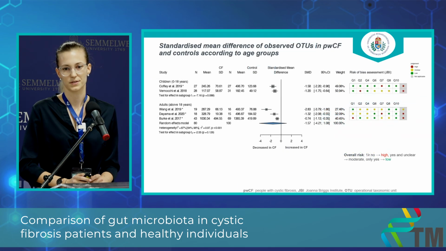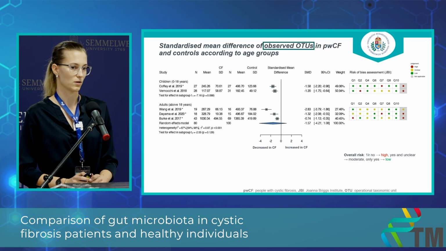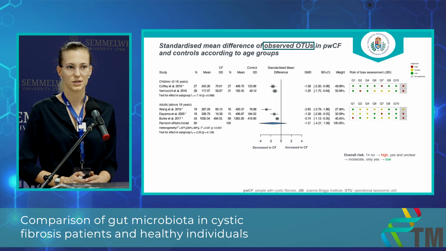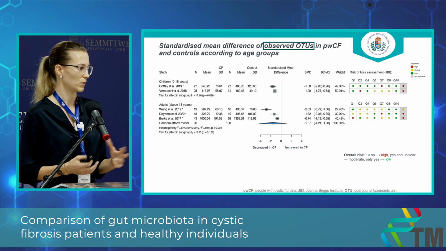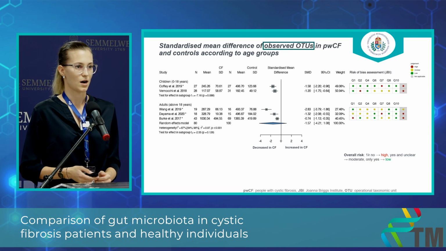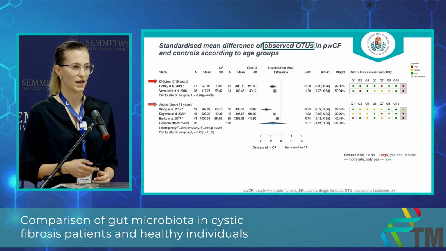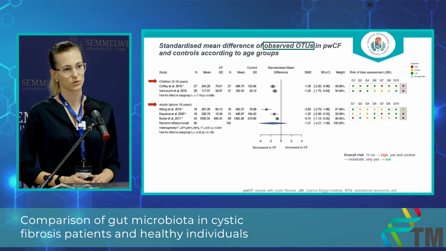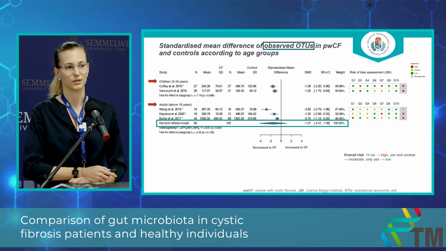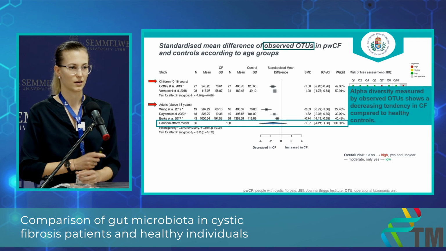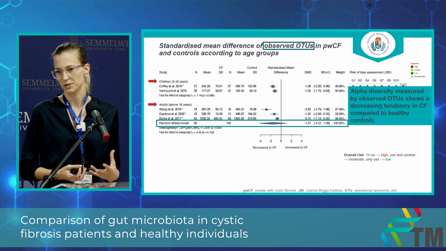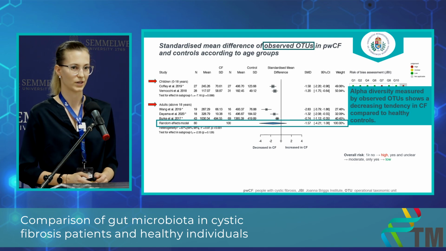The second alpha diversity index that we analyzed is observed OTUs. It only takes bacterial richness into consideration. It also ranges from 0 to infinity, with higher numbers indicating a higher diversity. We had children and adults age groups, and looking at the pooled estimate for adults, we can say that alpha diversity measured by observed OTUs shows a decreasing trend compared to controls.